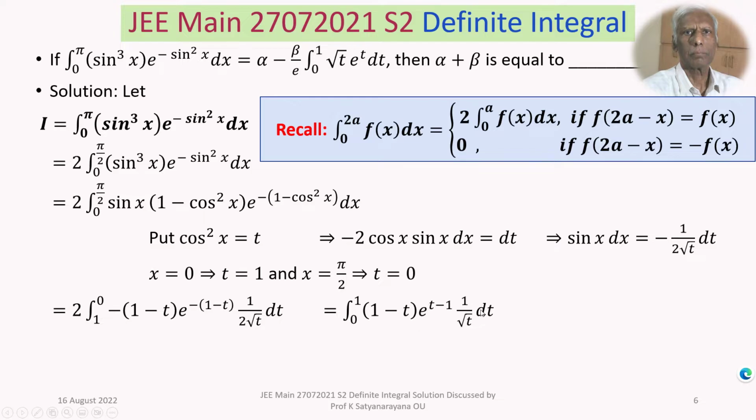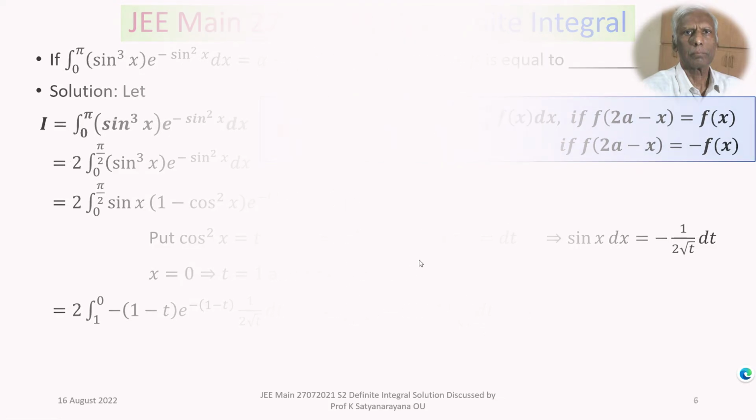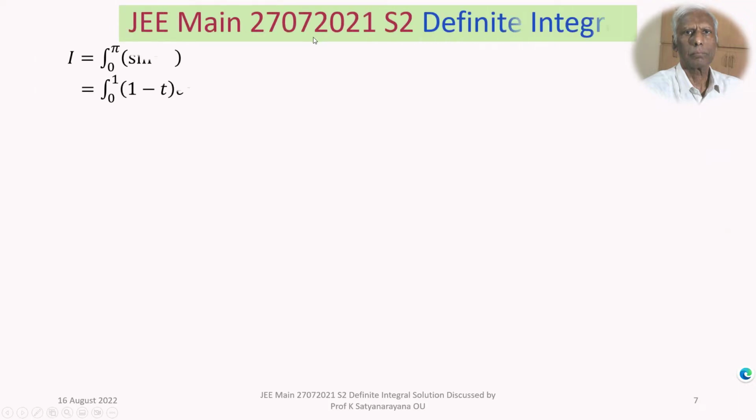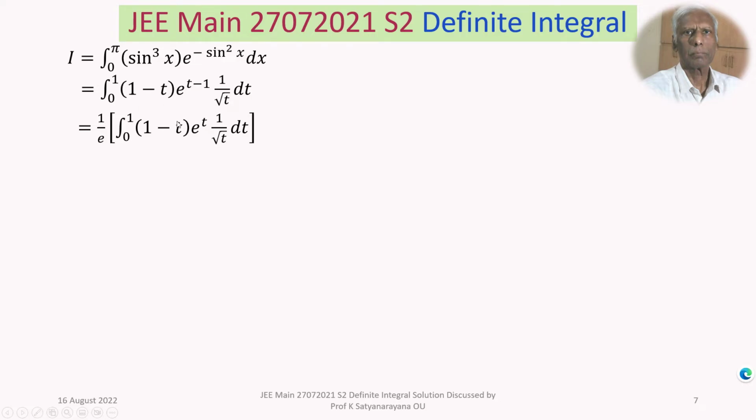And now we have succeeded in getting an integral 0 to 1 in terms of e power t and root t. Yes, let's see what happens further. And that is what we have done. And for this e to the power of t minus 1, we write e power t into e power minus 1. E power minus 1 is 1 by e. So that will be 1 by e integral 0 to 1 minus t e to the power of t 1 by root t dt. Very good.